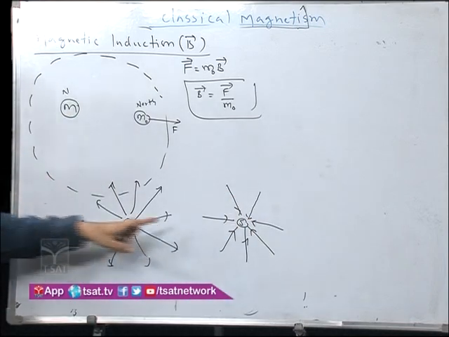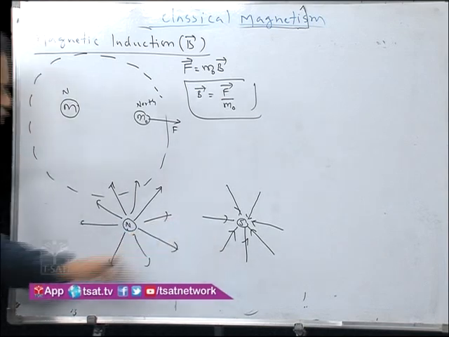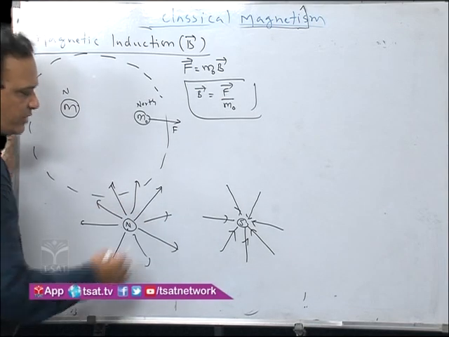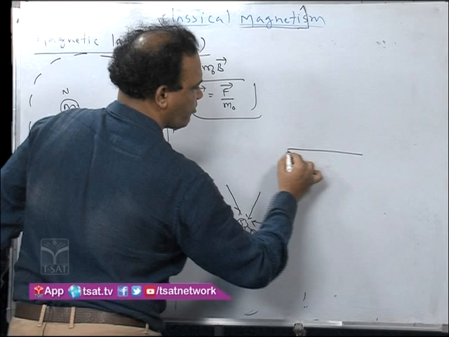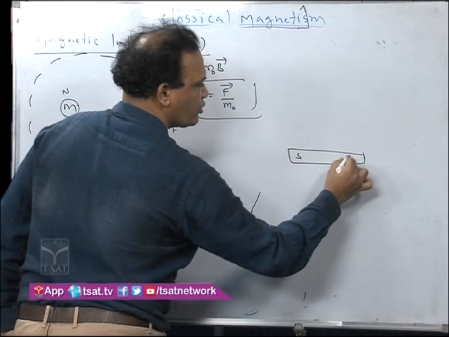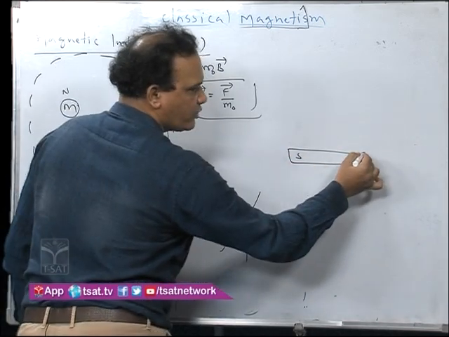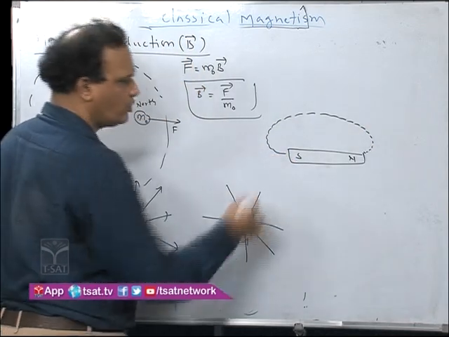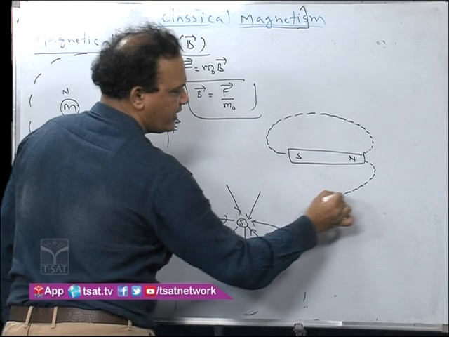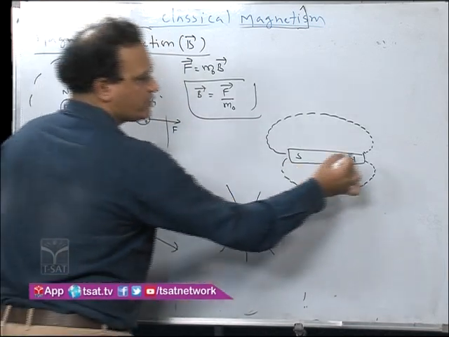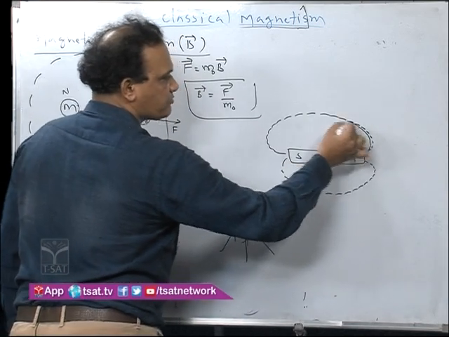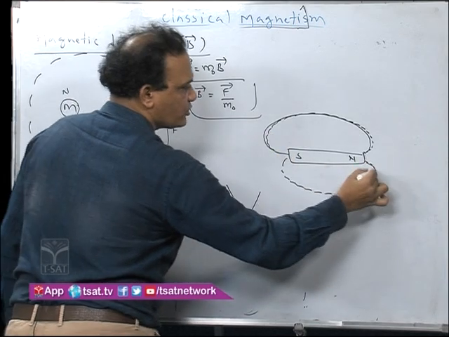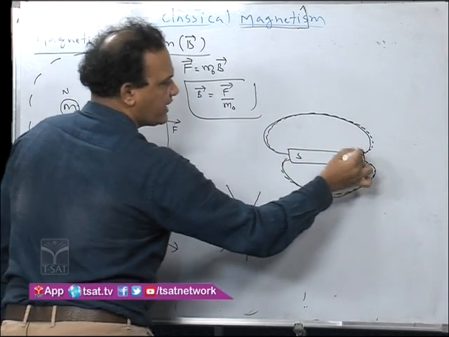So these are the lines of force of north and south poles. But what about the direction? Suppose you take a bar magnet with a south and north pole, and a unit north pole is placed. It is deflected and attracted by the south pole. So here also it is deflected and attracted by the south pole. So these are imaginary lines. These lines are called magnetic lines of force.